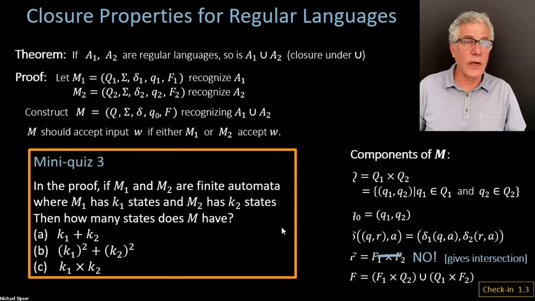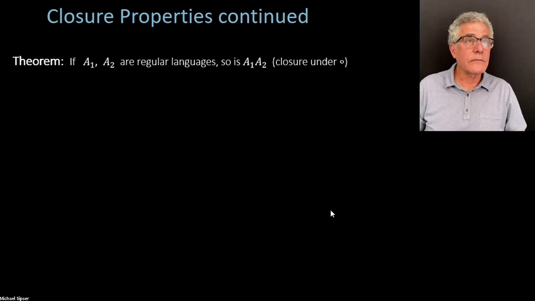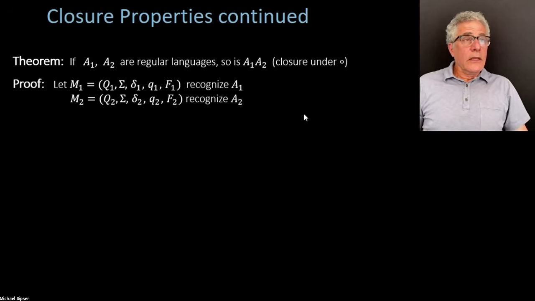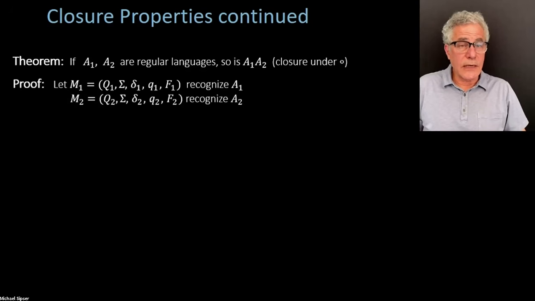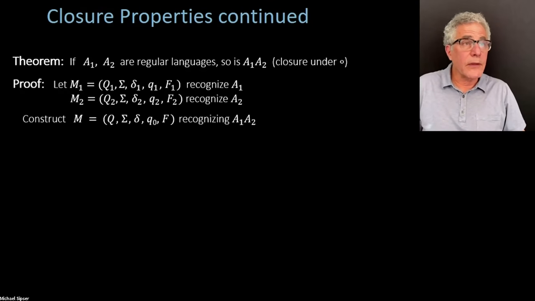All right, so let's move on here. So we have another 5 minutes or so. Let's start thinking about closure under concatenation. So if we have two regular languages, so is the concatenation language. We're going to try to prove that. We won't finish, but we'll at least get our creative juices going about it.